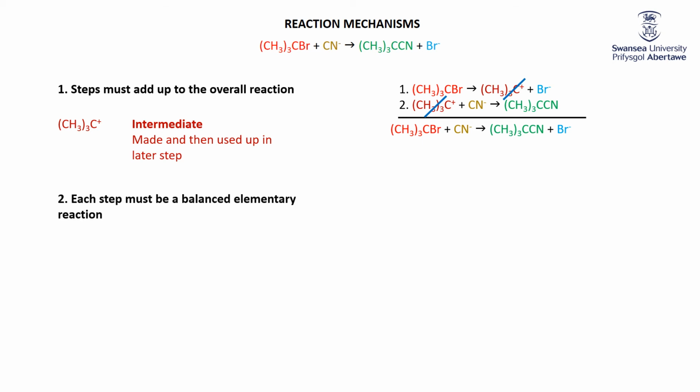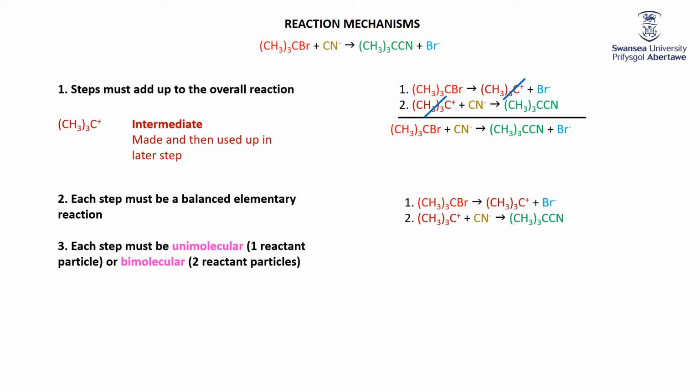Rule number 2 says that each step must be a balanced elementary reaction. Now balanced is easy, but look at that, it's all balanced, and that one's balanced. The elementary means they are one-step processes themselves. They don't have their own little multi-step mechanism. For example, step 1 is a one-step process, you just break the carbon-bromine bond. Step number 2, this intermediate comes together with that anion, slaps together to make the product. Okay, one step here, elementary, one step here, elementary.